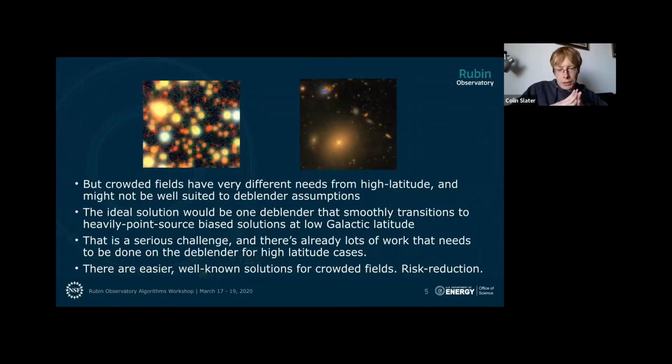And in particular, for the stellar crowded field case, the solutions are already well understood. And so I think the plan that we're proposing is a way to ensure that we're able to get that Milky Way science out, as a backstop for being able to evolve our deblender to a fully all-sky form.